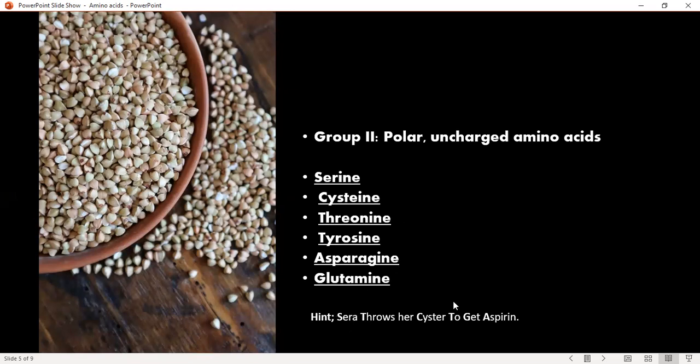So here is the hint to remember or memorize these amino acids: Sarah throws her sister to get aspirin. S for serine, T for threonine, C for cysteine, T for tyrosine, G for glutamine, A for asparagine.